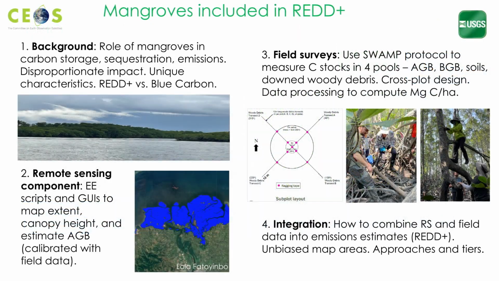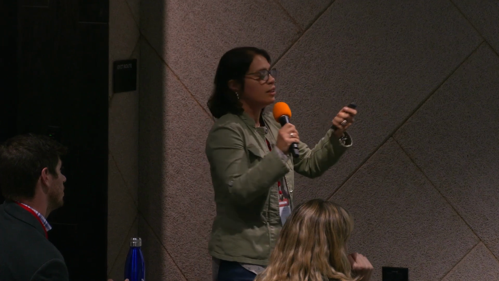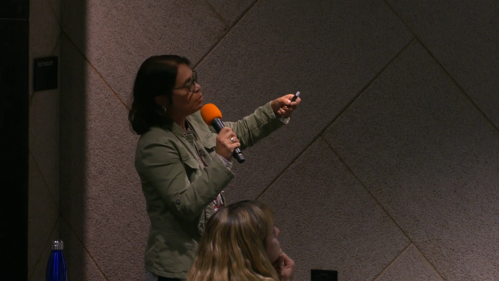So right now we're working with countries that include mangroves as forests to be able to monitor the carbon from the mangroves, which is more difficult than the forest because most of the carbon is below ground. So we're using remote sensing and we're working with different institutions that have GUIs, scripts, and other tools built into Google Earth Engine already. And we are also doing field surveys. We're going to countries and measuring below and above ground carbon biomass, and we're doing the integration to calculate the final carbon emissions.